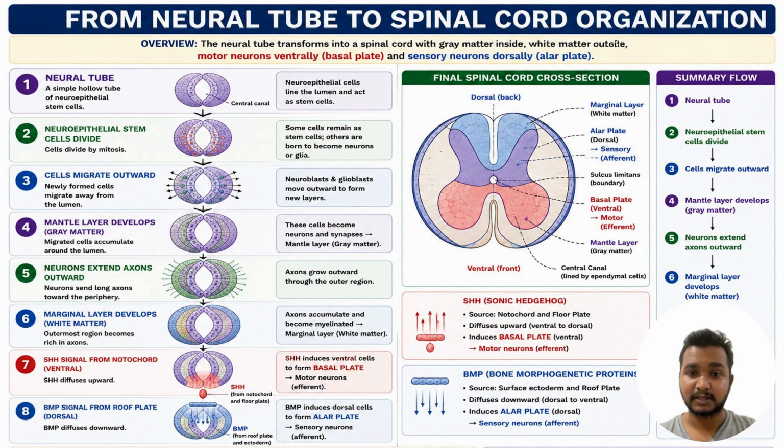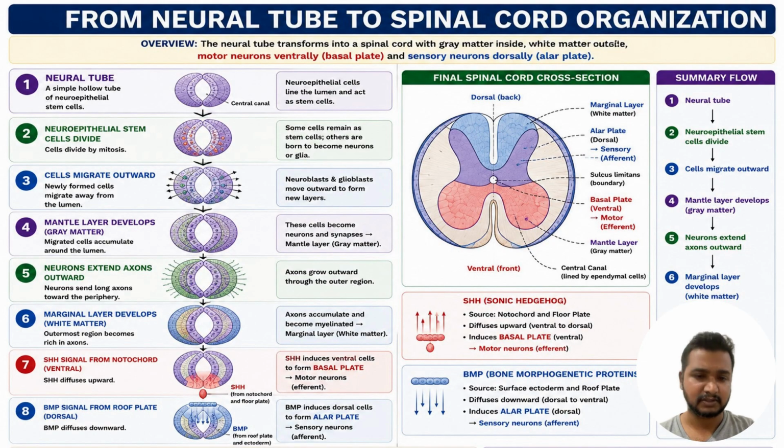Before we move on, let's quickly revise the 5 key points. The caudal neural tube forms the spinal cord. The ventricular layer produces neurons and glial cells. The mantle layer becomes gray matter. The marginal layer becomes white matter. Basal plate is motor, alar plate is sensory. If you remember these 5 concepts, you'll understand the embryological organization of the spinal cord, rather than simply memorizing it.